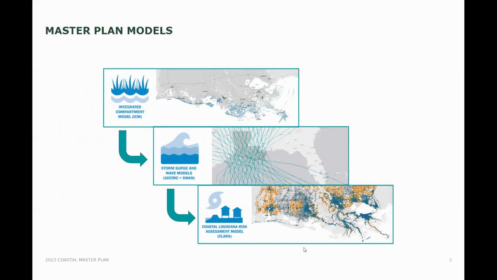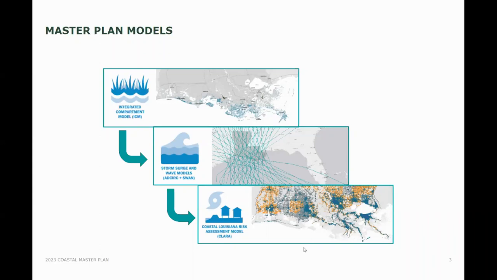We also are interested in storm surge based flooding. So we incorporate storm surge and wave models that give us an idea of how different hurricanes and tropical storms that may come across the coast may impact the landscape. And we also look at risk across the coast. So risk from those storms and from storm surge based flooding associated with those through the CLARA model, the Coastal Louisiana Risk Assessment Model, and look at how assets along the coast, residences, businesses, things like that may be impacted from storms and from land loss and change of the coastal environment over time.